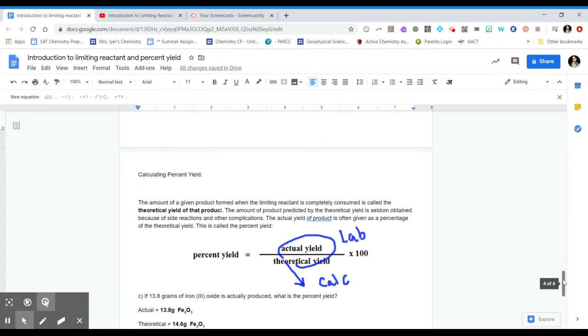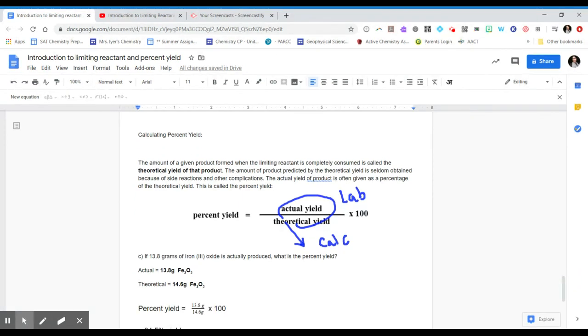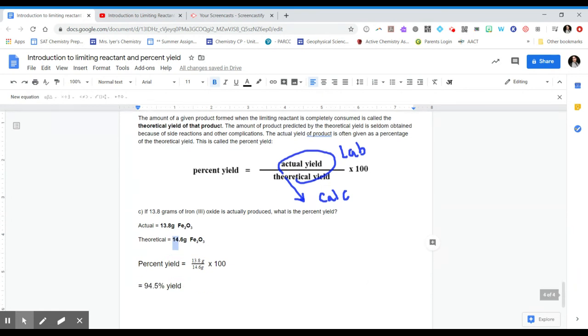So I know that actually in the lab, I would have made 13.8 grams. So that goes on top. 14.6 grams is what I made theoretically. So that goes on the denominator times 100. So how much do I make? I make about a 95%, 94.5%. So that'll be my yield for this reaction, which is a great yield.